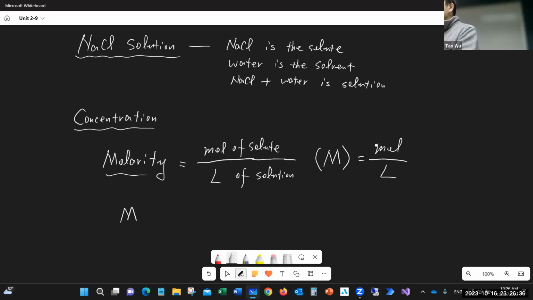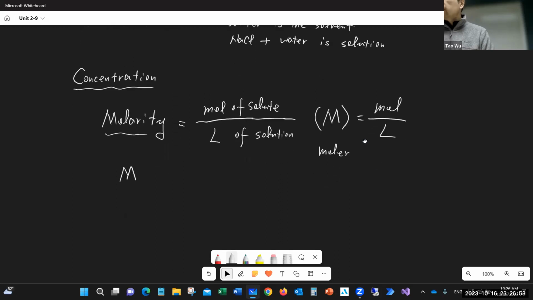So in general, the capital M is mole per liter. We call the capital M a molar. Okay. So capital M is just a mole per liter. Are you clear? The mole per liter.